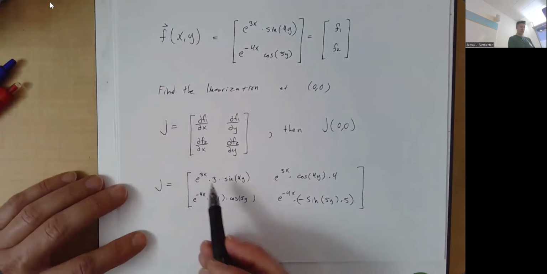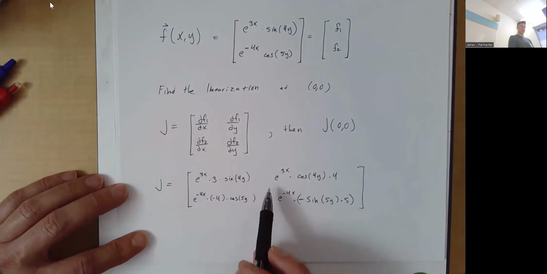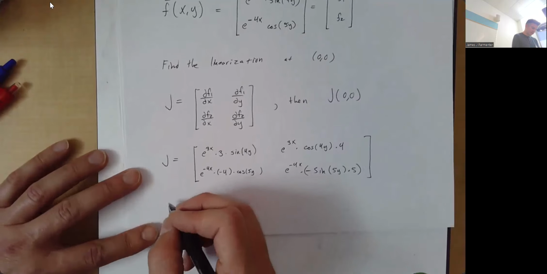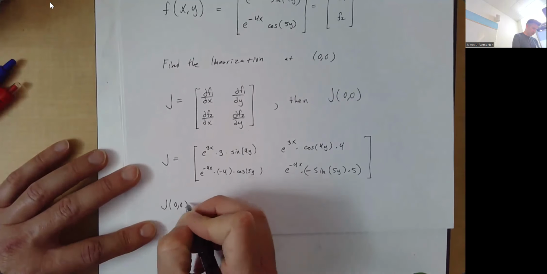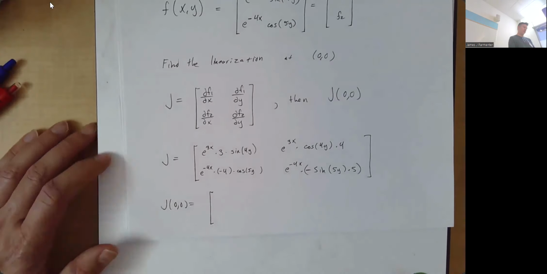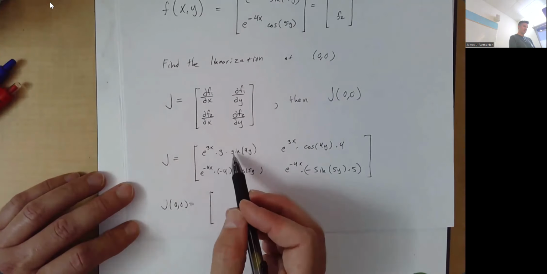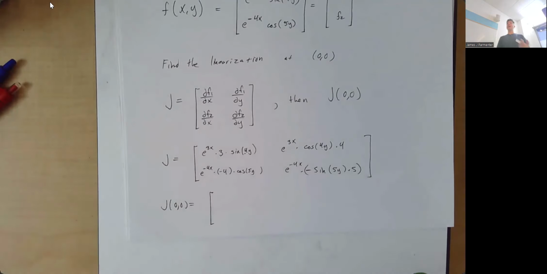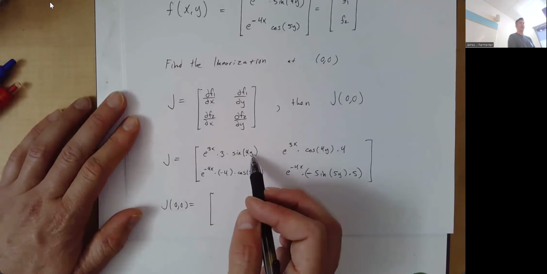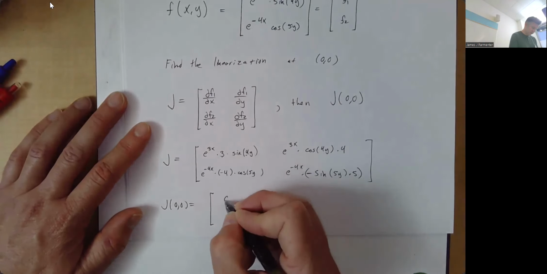Just to be super clear, this is a 2 by 2 matrix. There are no plus signs here. It's just entry, entry, entry, entry. And then if we plug in 0, 0, our Jacobian at 0, 0 is going to be... Let's be smart about this. I don't want to write e to the 0 times 3 times sine of 4 times 0 when I know that sine of 0 is equal to 0 and 0 times everything else is 0. So I'm looking to see if I plug in 0, do I get 0? Oh, I do here. So I'm just going to write 0 there.